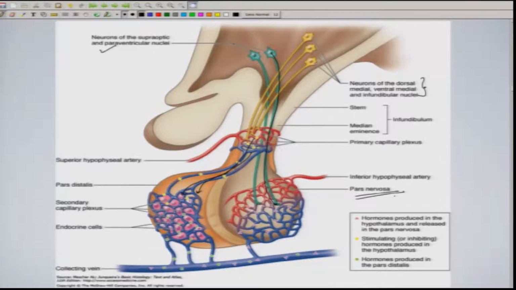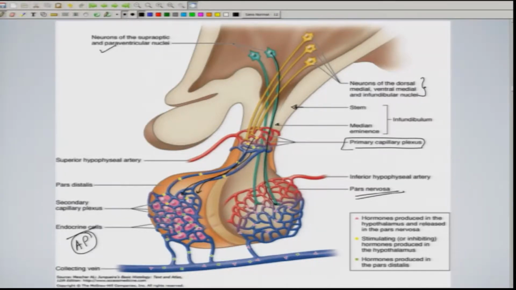So, this is the fundamental difference you should keep in mind. This is the stem of the hypothalamus pituitary axis, this is the median eminence of that structure, and these are the primary capillaries of the plexus. And these are the endocrine cells of the anterior pituitary.